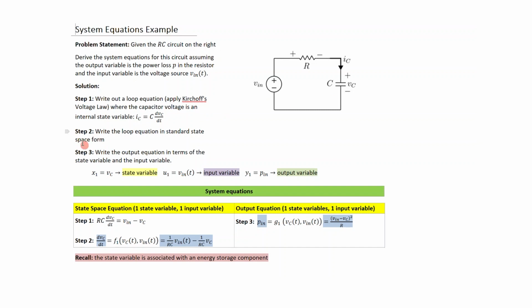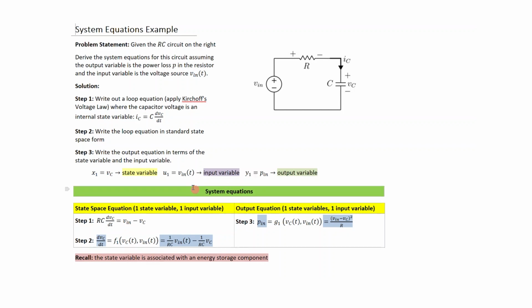The second step would be to write the loop equation in standard state space form, which means on the left side there can only be a single derivative expression and no scalar multiple. And finally, step 3 is to write the output equation in terms of the state variable and the input variable. The state variable we're just going to say is v of c, but we're going to call it x1. Input is v n of t, but we're going to call it u1. The output variable is p of n, but we're going to call it y1 just to be consistent with the nomenclature we used on the previous slide.